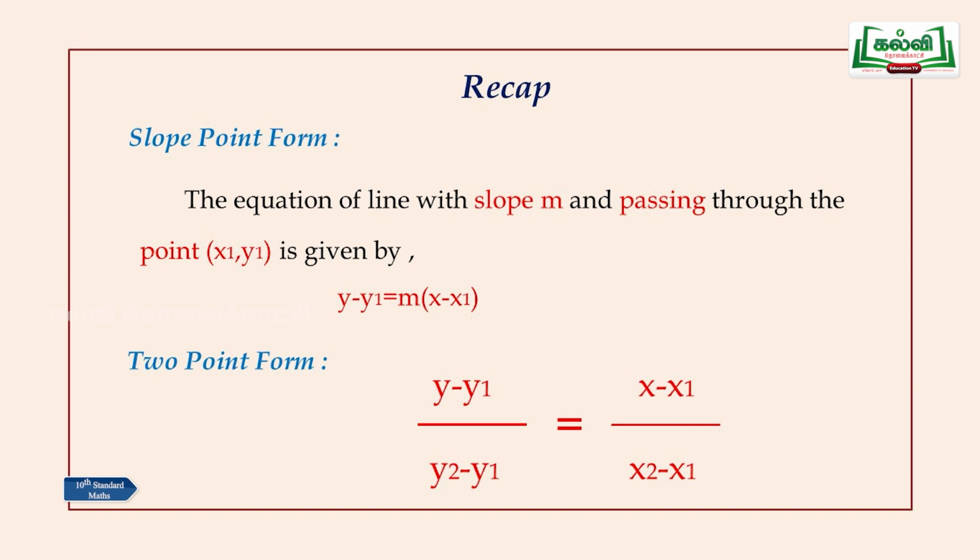Now similarly, we have also learnt the 2-point form. So what is the 2-point form? When 2 points are given, you will use the 2-point form. It is (y minus y1) by (y2 minus y1) is equal to (x minus x1) by (x2 minus x1). What are these x1, y1 and x2, y2? They are the 2 points through which the line is passing.